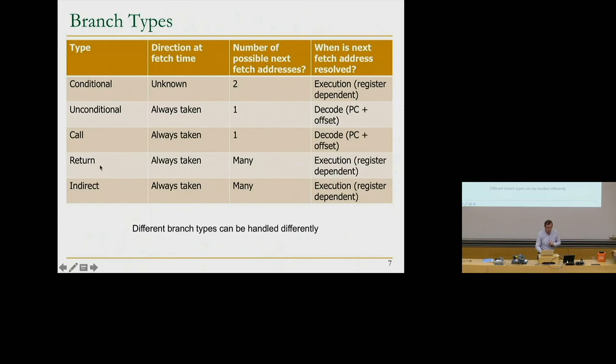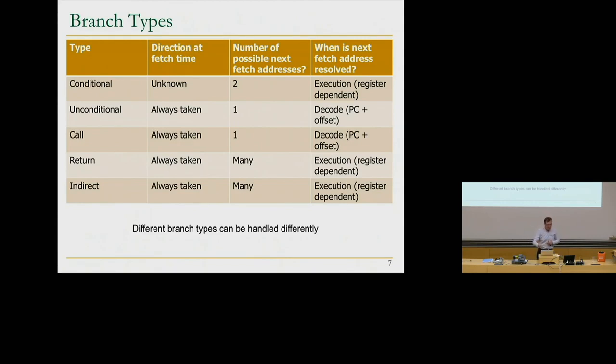There are returns. You do a call and then a return. Returns are always taken, they're not conditional. But they could return to many possible locations, because you may actually call a function from many different sites in your program. So you need to figure out what is the next instruction after return. That's really the instruction that comes after the call, right?